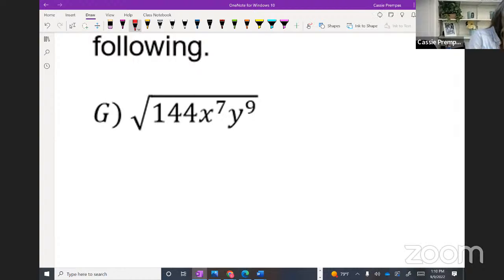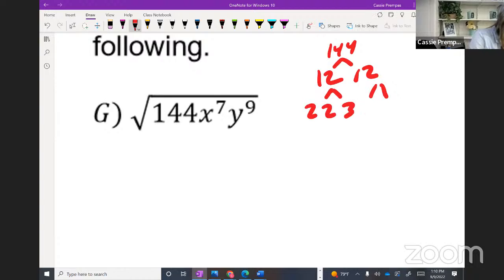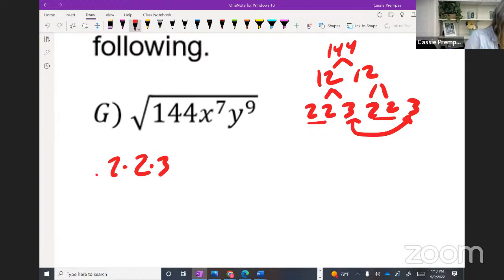When you do 144, you get 2 2 3 2 2 3 if you went all the way down. So you have 2 pairs of 2s, and you're gonna take them to the outside. And you have a pair of 3s, so you take that to the outside too. What's 2 times 2 times 3? 12. So it's 12 on the outside.